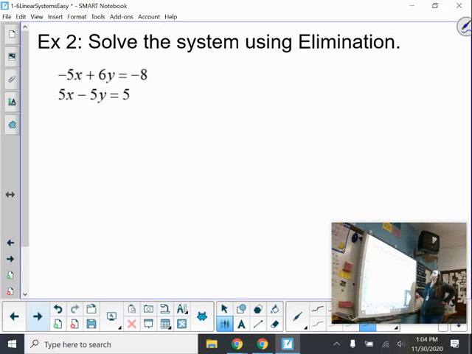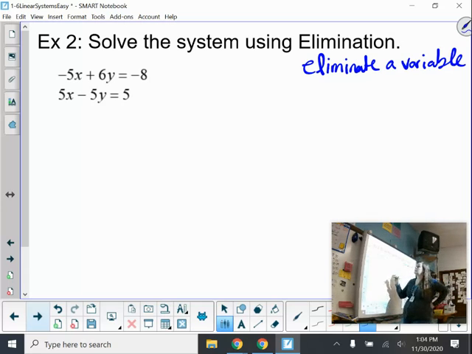So elimination is where you would add your two equations together to eliminate a variable. Now sometimes you're going to be able to eliminate the variable right away. Sometimes you'll have to multiply by a negative to eliminate a variable, and sometimes you'll actually have to multiply by an actual number, either in one or both equations, to be able to eliminate. So again, I'm going to go through and number my equations, 1 and 2.